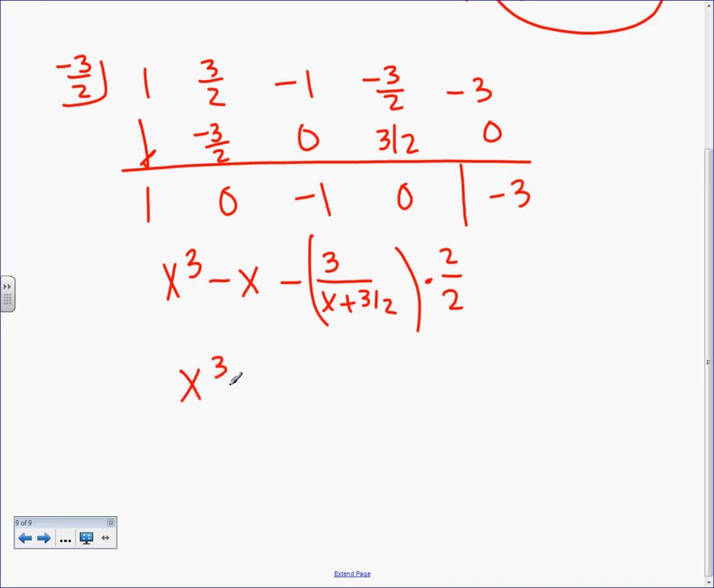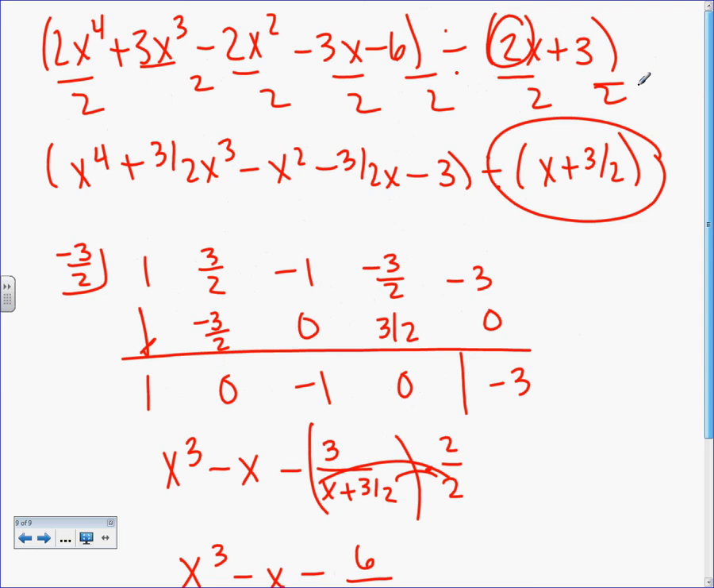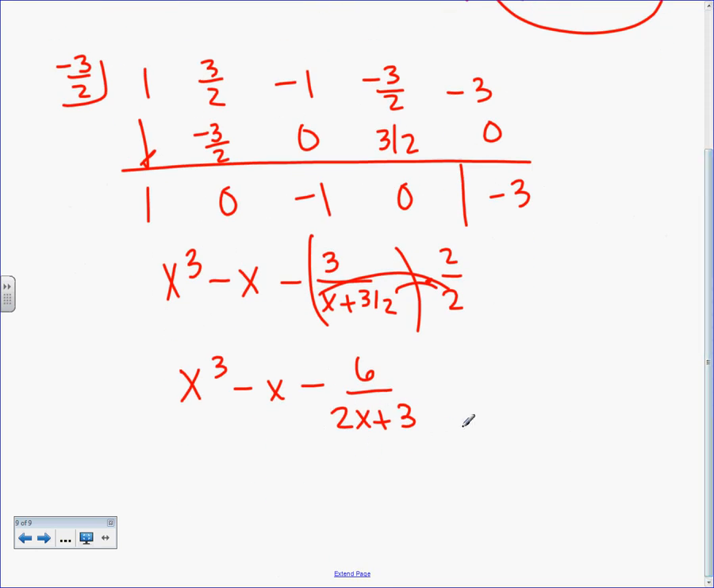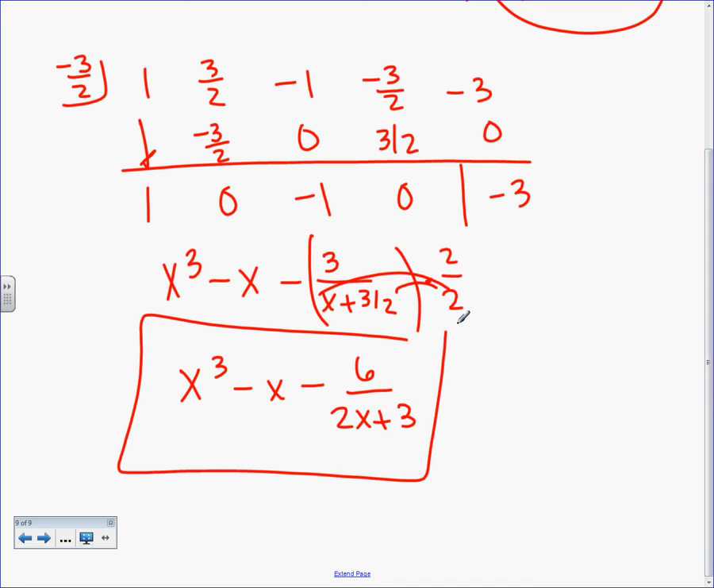So I still have x cubed minus x. The reason I'm allowed to do this is because multiplying by 1 doesn't really change the problem. 2 over 2 is 1, right? So I get 6 over, distributive property, okay, 2x plus 3. 9 times out of 10, it's going to be what you started with. That's not a rule. I don't want you to think that's a rule. But a lot of the time, it'll end up being what you started with. So this is your final full credit answer. Questions?